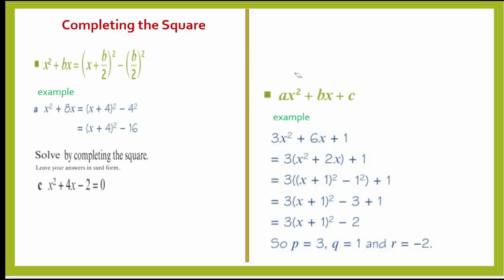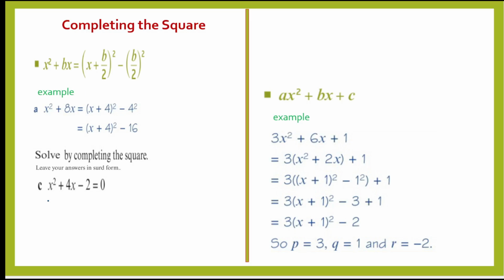Now completing the square. Here the expression is of the form x square plus bx. We can convert it into square form by rewriting it as (x plus b by 2) the whole square minus (b by 2) the whole square. For example, x square plus 8x: here b is equal to 8 and b by 2 is equal to 4. Therefore, the expression becomes (x plus 4) the whole square minus 4 square. That is (x plus 4) the whole square minus 16.